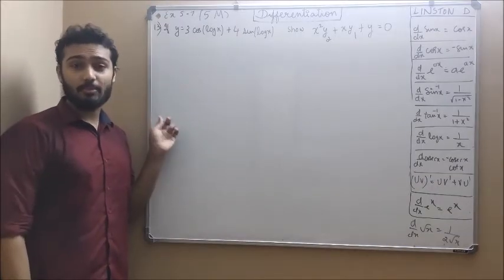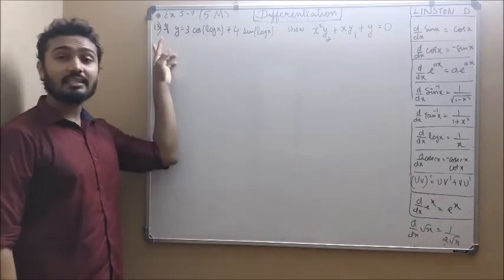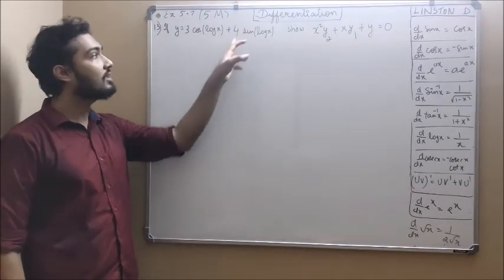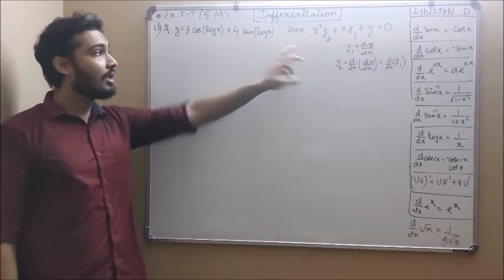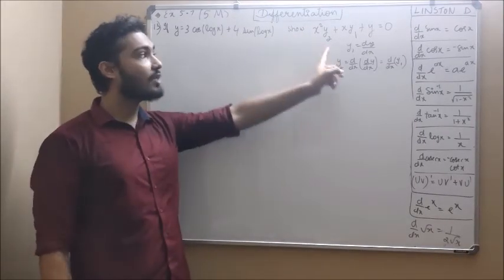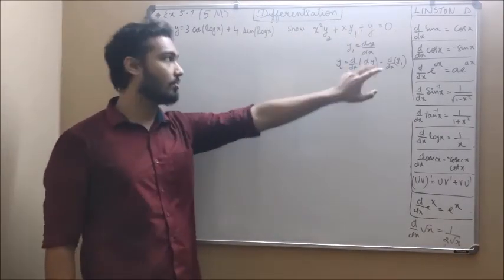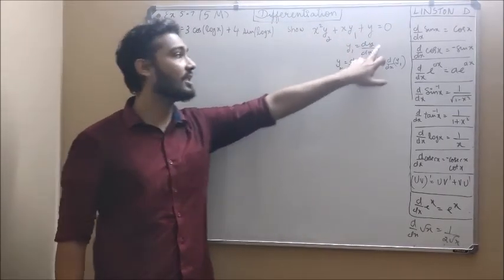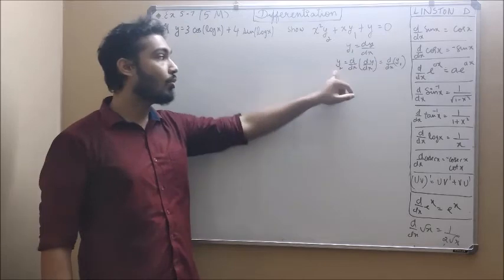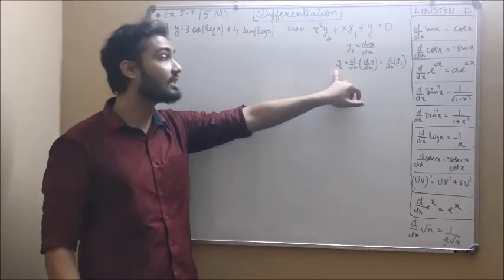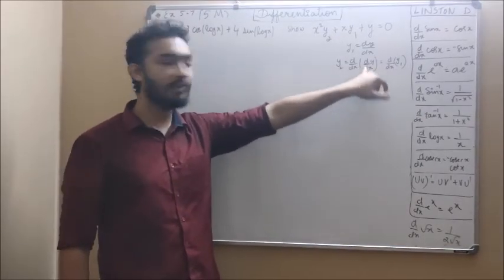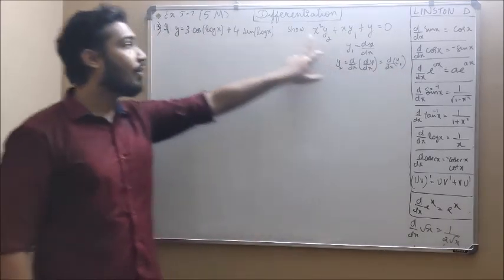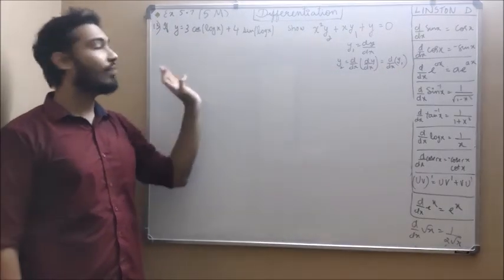Proceeding with exercise 5.7. Next question. Take the 13th question. If y equal to 3 cos log x plus 4 sin log x, here we have to show that x square y2 plus xy1 plus y equal to 0. We already know what is y. What is y1? y1 is nothing but dy by dx. What is y2? y2 is nothing but a second order derivative. It is nothing but d by dx of dy by dx, it is nothing but d by dx of y1.